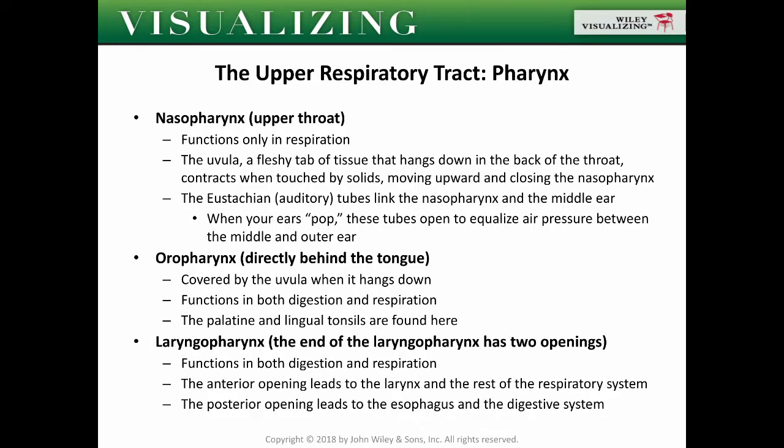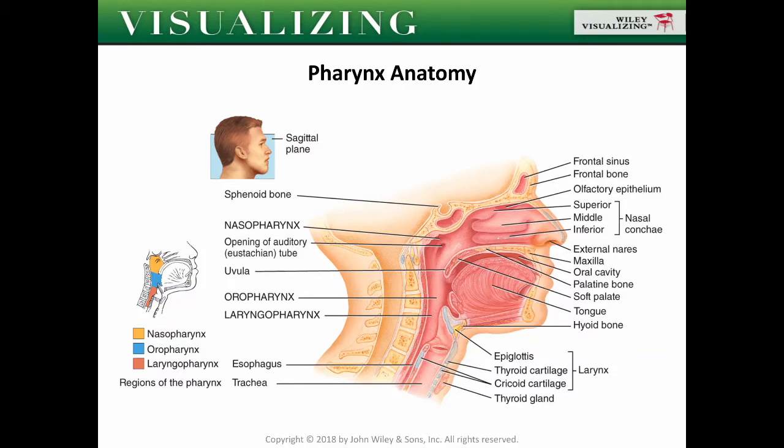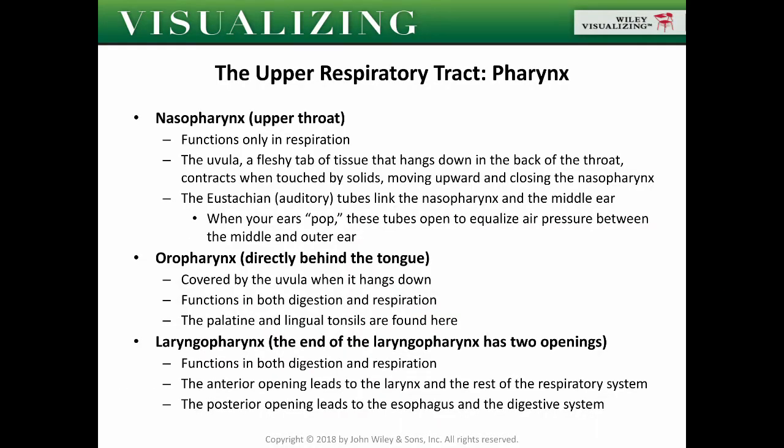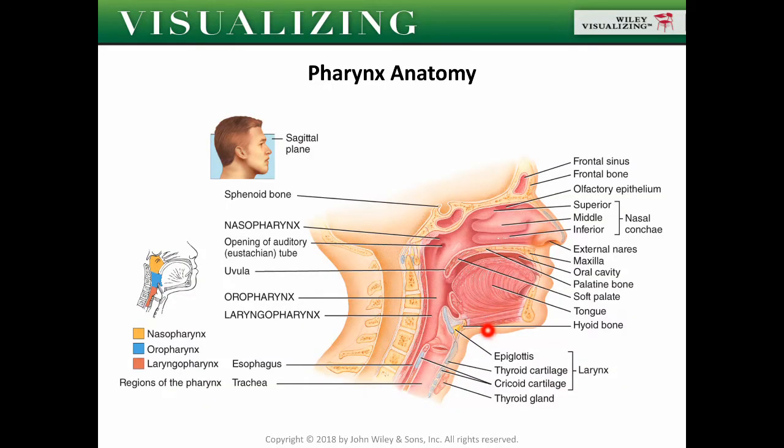Now we have the laryngopharynx, which is the end of the pharynx and has two openings. So it functions in both digestion and respiration. We have the anterior openings leading to the larynx and the rest of the respiratory system. So here is your laryngopharynx area. Okay, so this is around where your epiglottis is. So again, it has both digestive and respiratory functions. The anterior opening, the front, leads to the larynx and the rest of the respiratory system, while the posterior, at the back, leads to the esophagus and the digestive system. So again, that is the reason why we cannot breathe in while we swallow. So you only have to do one of two things. So here is the critical area where choking happens.